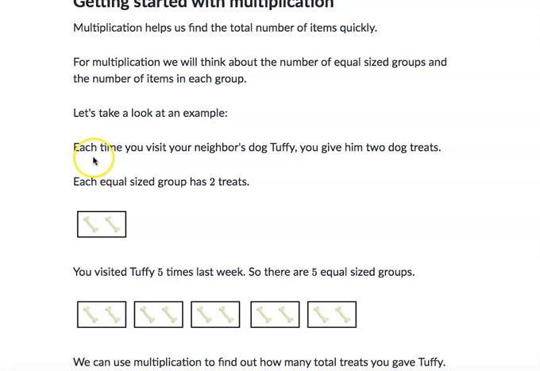So let's look at this example. Each time you visit your neighbor's dog, Tuffy, you give him 2 dog treats. Each equal-sized group has 2 treats. So this represents each day that you visit your neighbor's dog and each time you give him 2 dog treats. You visited Tuffy 5 times last week. So there are 5 equal-sized groups. 5 boxes with 2 bones in each box.